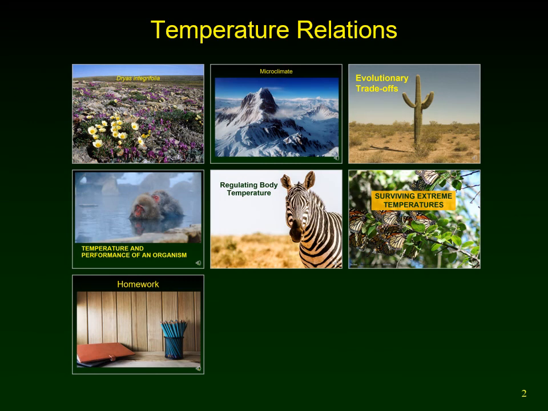So the topics we're going to be talking about: we're going to give a little introduction with an example of an Arctic tundra plant, the driest plant. Then we're going to talk about the impact of microclimate, which is extremely important in your temperature regulation. We'll talk about evolutionary trade-offs, then look at how temperature affects the performance of an organism, look at how temperature can be regulated within the body, and then how organisms have adapted to survive extreme temperatures.